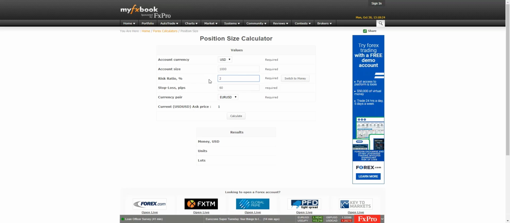We want to risk 2% of our account, and we have a $1,000 account. Now the pair is the pound New Zealand, so I'm going to go down to the pound New Zealand. I'm going to pick it. I'm going to hit calculate, and this should calculate what I want to trade.